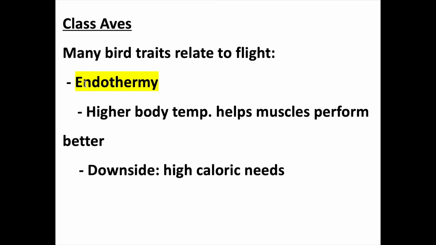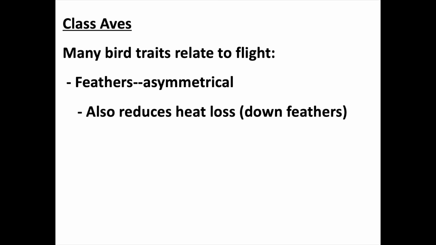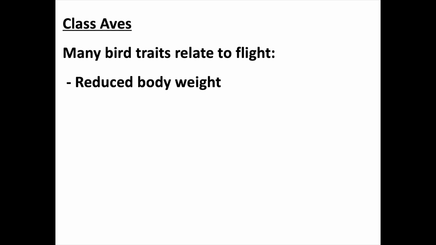So yeah, if you are endothermic and warm-blooded, you're burning a ton of calories keeping yourself warm all the time. You don't want to just lose a bunch of body heat to the environment. You want to bottle up and retain a lot of that body heat, and down feathers are going to help do that. So feathers are fulfilling two important jobs here. Another trait related to flight is overall reducing body weight. Again, flying is hard work, and if you want to fly, you want to be as light as possible.